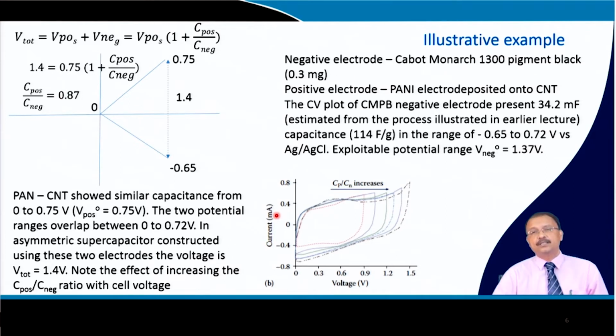So, this is an aqueous supercapacitor. Basically, 1 volt is where this electrolyte is stable, but 1.4 is also okay if you can manipulate the electrolyte, which I will explain in my next lecture. So, this is the way you can construct an asymmetric supercapacitor.